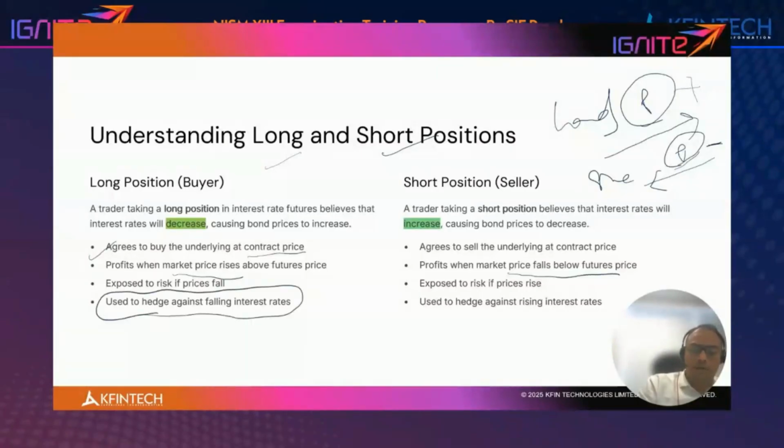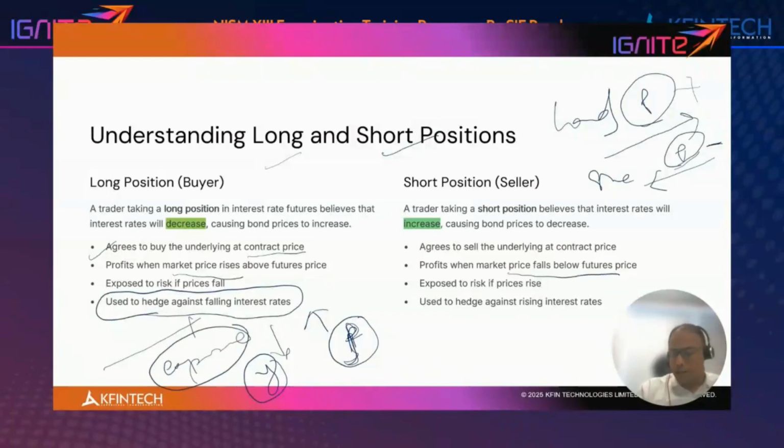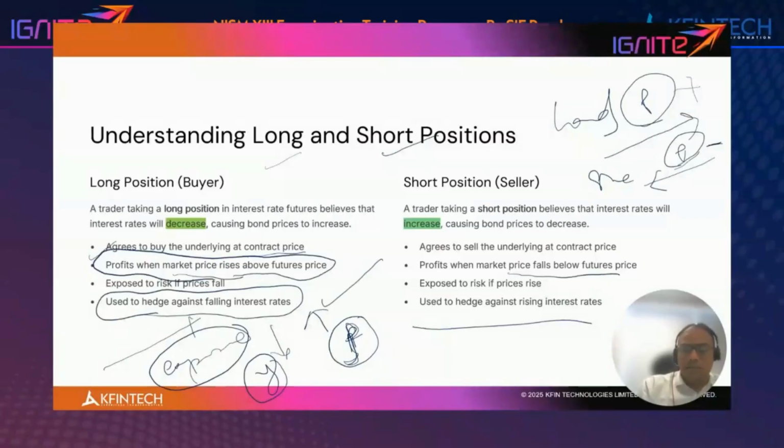Why? What happens when the interest rate falls? The prices go up. And if the prices go up, the bond that I want to buy will be expensive. So I generally hedge it so that in case the bond prices rise, if the bond prices rise in future, I will make a profit. And the opposite of that is true for the short seller, wherein he is expecting that the rate will rise and the price will fall down.